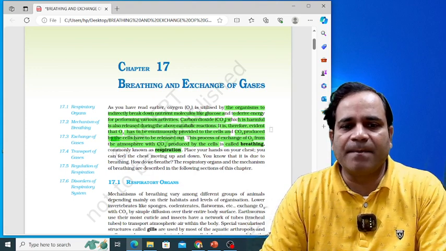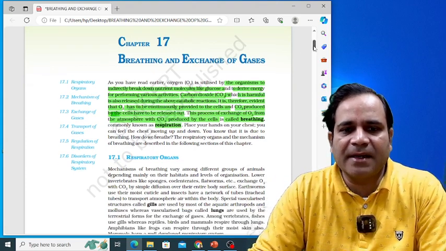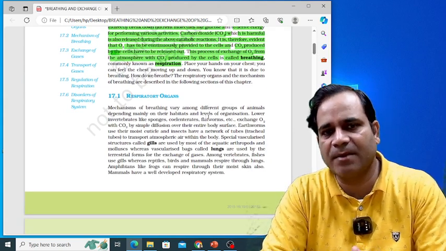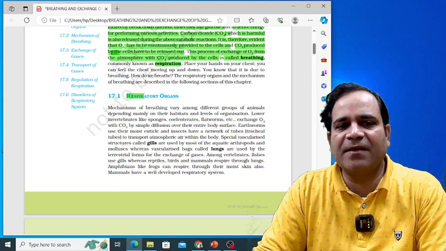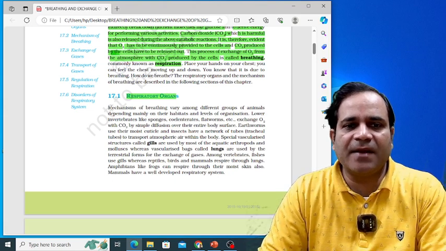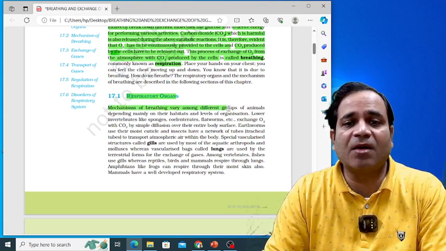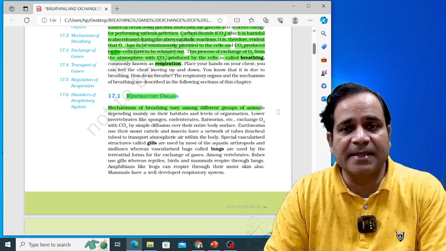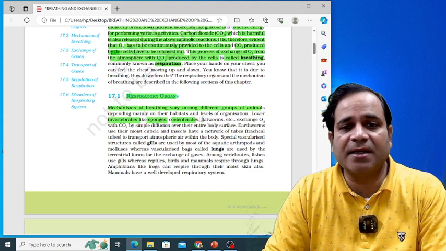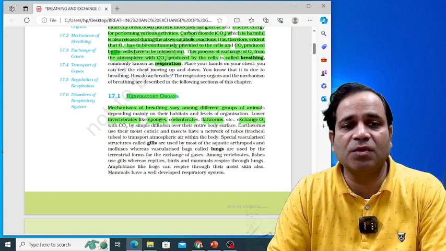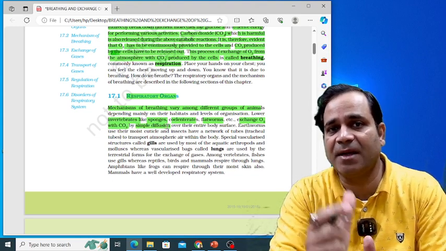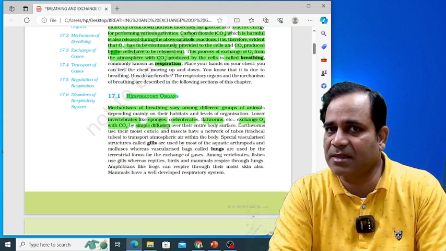Okay, now see, what are the respiratory organs, my dear? The respiratory organs are also given in your mind map. Different organisms have different organs for respiration. The mechanism of breathing varies among different groups of animals. Examples of some invertebrates like sponges, coelenterates, flatworms, etc. They exchange O2 with CO2 by simple diffusion, my dear. Simple diffusion, you know the meaning of simple diffusion?